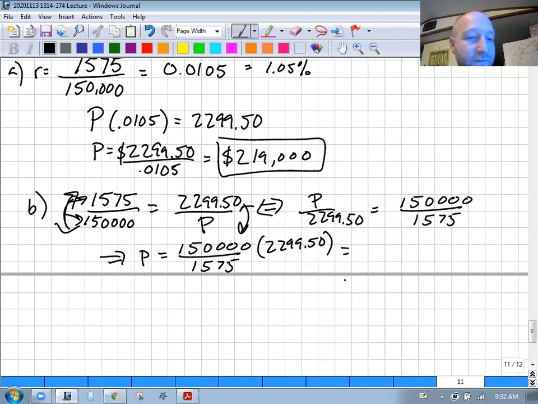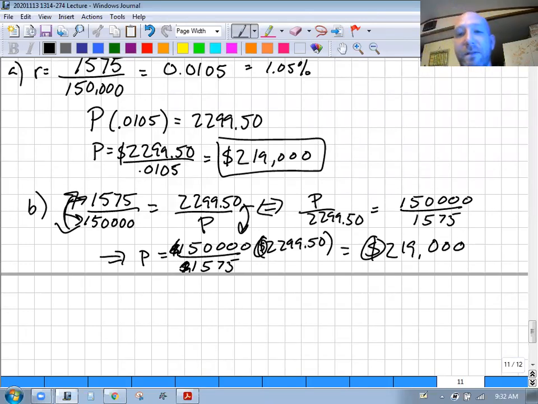So 150,000 times 2299.5 divided by 1575, which is equal to 219,000. Notice this is dollars, and this is dollars. Those dollars canceled, and we're left with a single dollar sign.